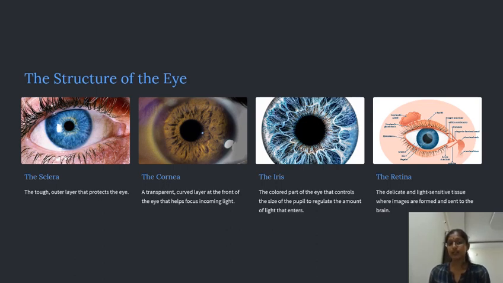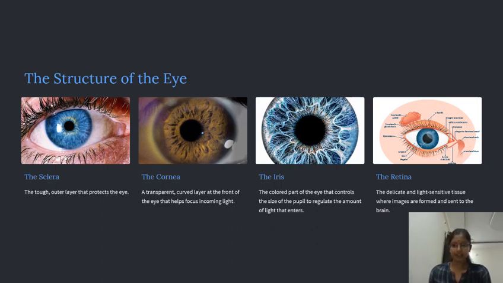Then the iris, the colored part of the eye that controls the size of the pupil to regulate the amount of light that enters. Only some amount of light enters into the eye. So the iris helps the pupil become larger or smaller, and the amount of light taken in is adjusted. The retina, the delicate and light-sensitive tissue where images are formed and sent to the brain. So here the object's image is formed and it will be sent to the brain through the nerves as electrical signals.